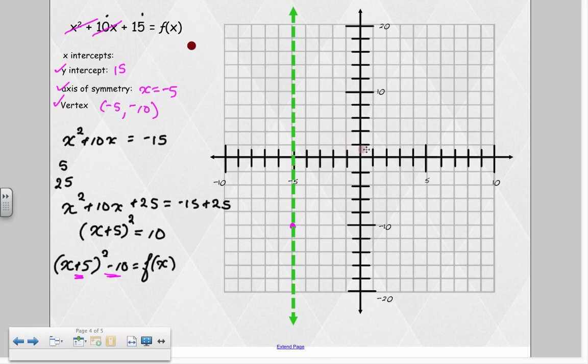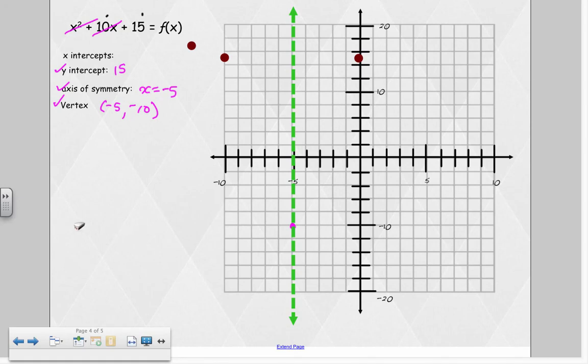All right, so let's see where my y-intercept would go. 15, notice my scale, 2, 4, 6, 8, 10, 12, 14, 15. There's my y-intercept right there. So now I'm going to do my mirror image. 1, 2, 3, 4, 5. 1, 2, 3, 4, 5. There's my mirror image. So I know my parabola is starting to take shape, but I don't know my x-intercepts because it doesn't factor very prettily.